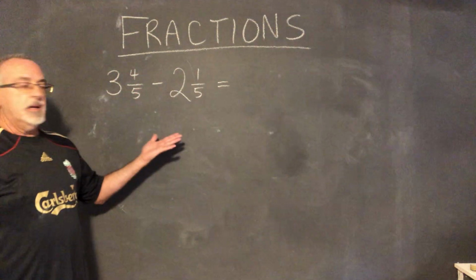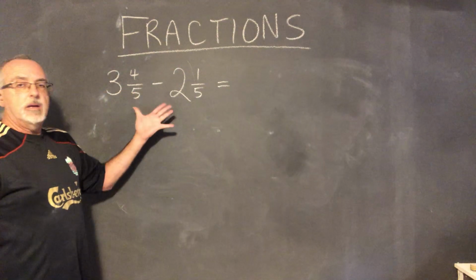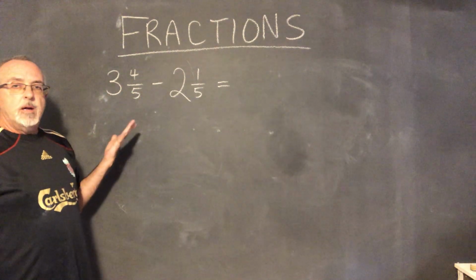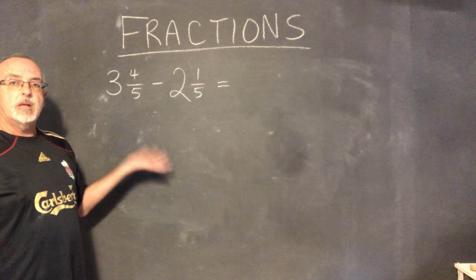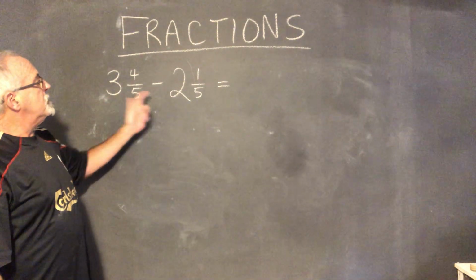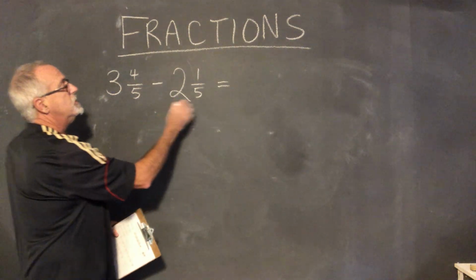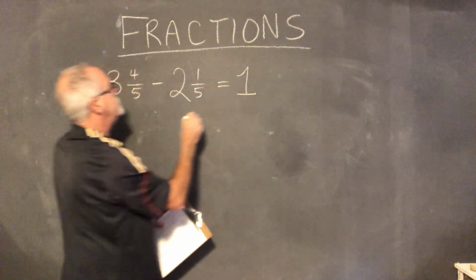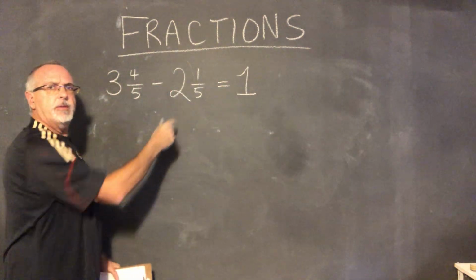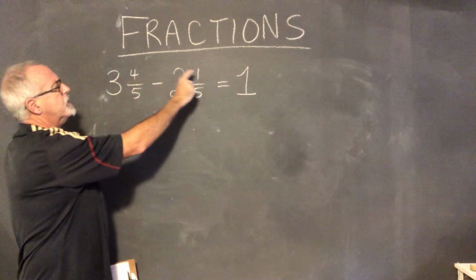It works just like the addition. Now that we can add two mixed numbers, we subtract two mixed numbers in the same way. We subtract just the big numbers, the whole number part, to start with. 3 minus 2 is equal to 1. 4/5 minus 1/5 is what we do next. We're just subtracting the fraction parts.